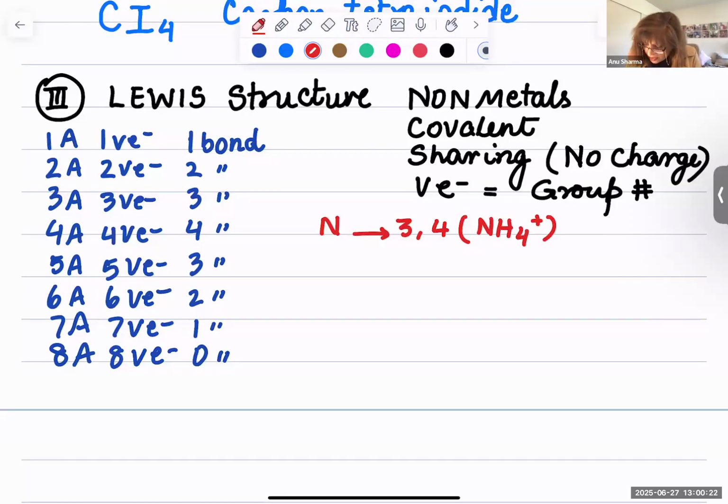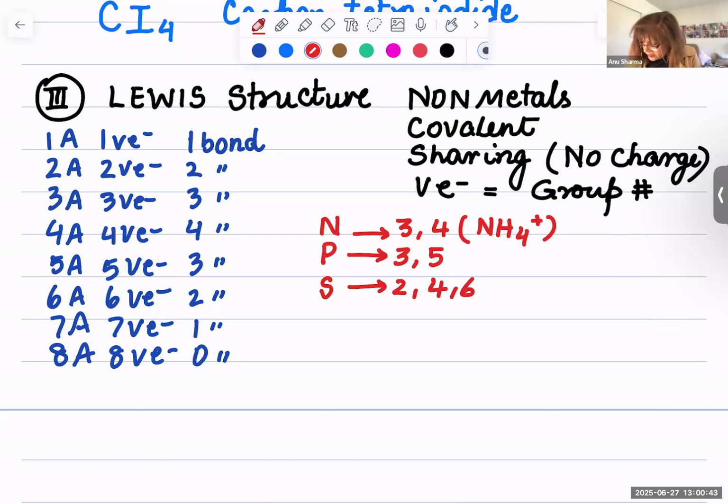Okay. Then nitrogen and phosphorus. Phosphorus can make 3 bonds when it's bonded to a less electronegative atom, but it can make 5 bonds also when it's bonded with oxygen. Sulfur will make 2 bonds, but sulfur can make 4 bonds and 6 bonds. Then comes fluorine, chlorine, bromine, and iodine. These will make 1 bond.